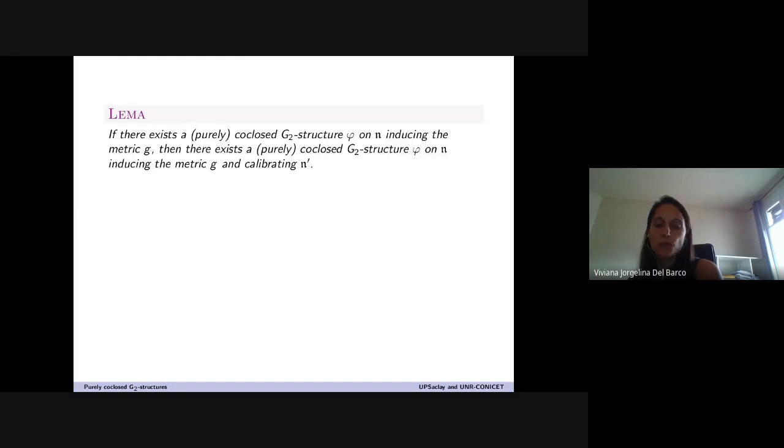But what we can actually prove is that if we have a purely coclosed G2 structure inducing the metric, then we have one which calibrates n prime. So we can put 5, 6, and 7 on n prime. This is why we want this, because of course it's much easier to work with. In general, if we have a G2 structure not calibrating n prime, you can have one inducing the same metric and calibrating n prime.